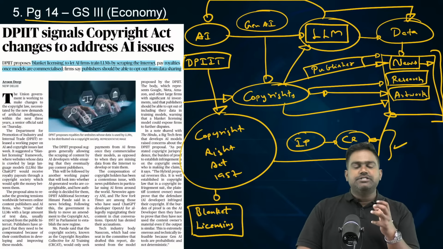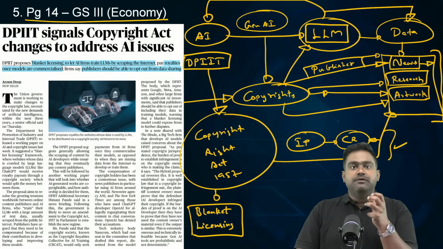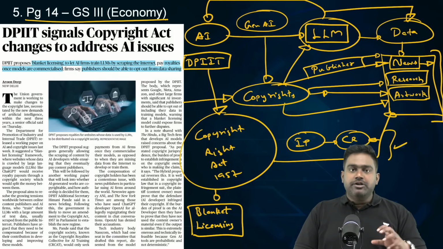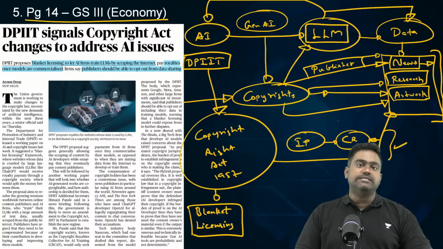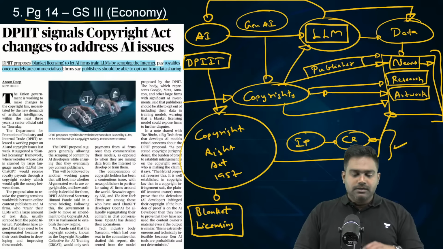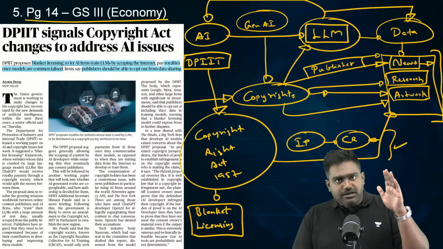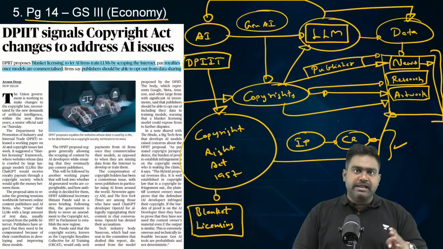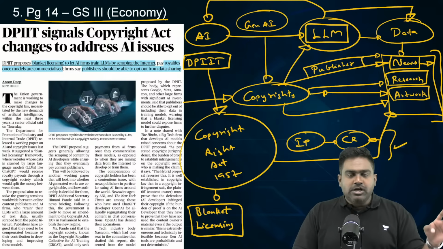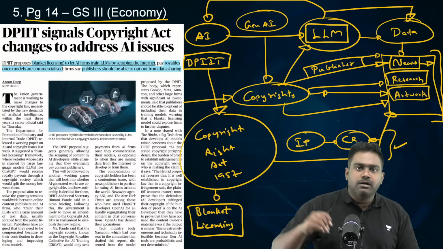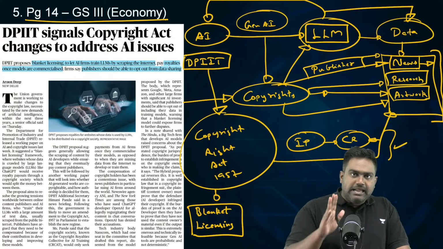The department is proposing a new concept in the field of copyrights, introducing the concept of blanket licensing by amending the law. Now, what do you mean by blanket licensing? If this amendment is carried out, then AI companies can use the data available to train their LLMs without any cost, without taking permission, without paying royalties. They can train the LLMs.